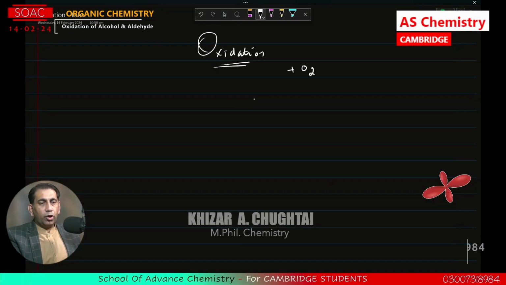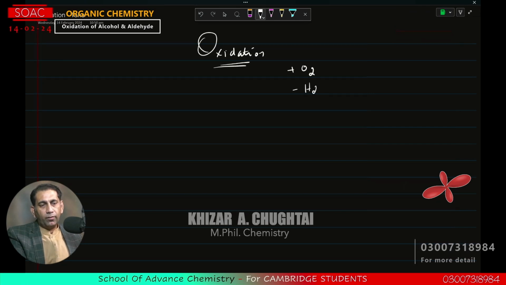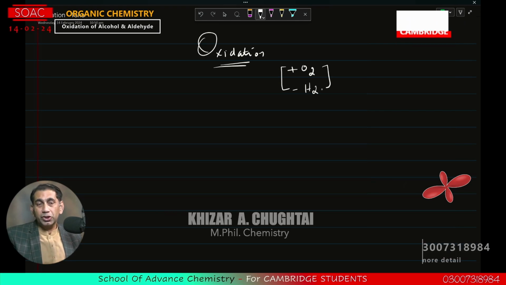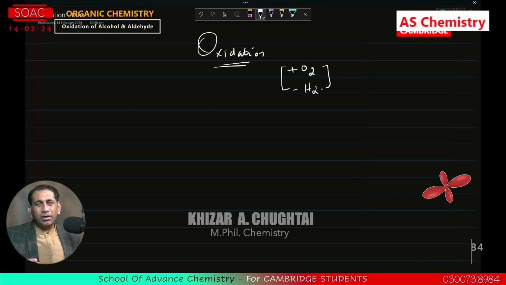So oxidation. Oxidation is addition of oxygen. Second thing, oxidation is removal of hydrogen. Up till now, as far as your AS chemistry syllabus is concerned, you will have to memorize just these two definitions. Whenever any molecule adds oxygen, it is doing its oxidation. Any molecule, if it is losing its hydrogen, it is said to be oxidation. So that is the general normal definition.